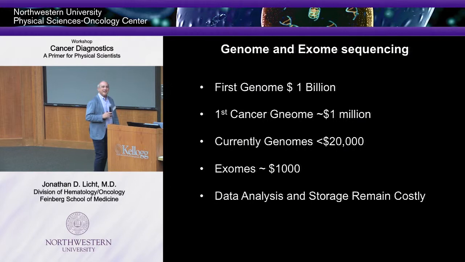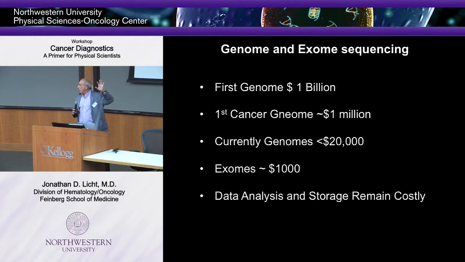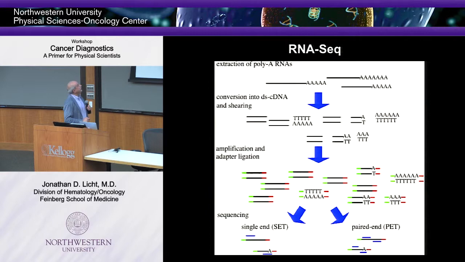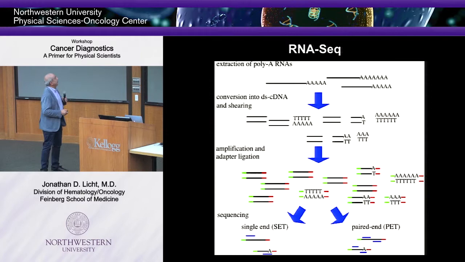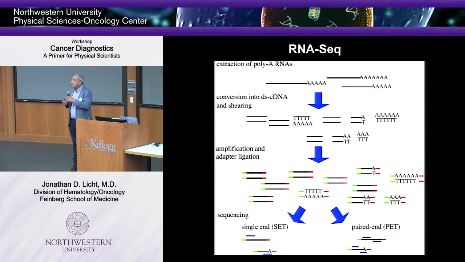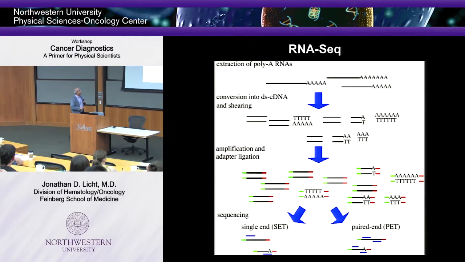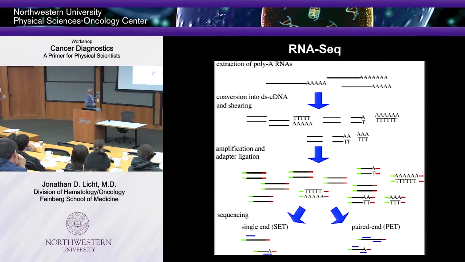We have about 10 terabytes of data from our own exome and RNA sequencing, not genome, and we have problems with that. Let me turn to the last thing here, which is RNA sequencing, which is now supplanting microarray for several things. Here we simply take poly-A RNA, or if you want to look at small RNAs, you can use special procedures to isolate small microRNAs, convert them into cDNA, add an adapter, do a limited amount of amplification, and sequence it from one end or from both ends.